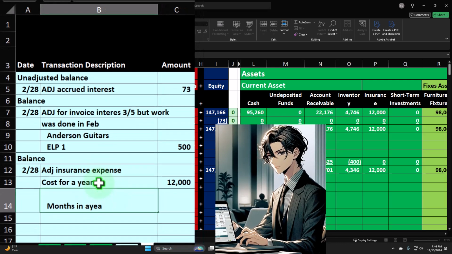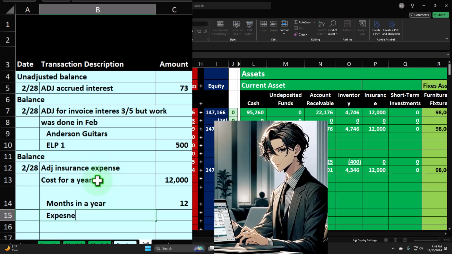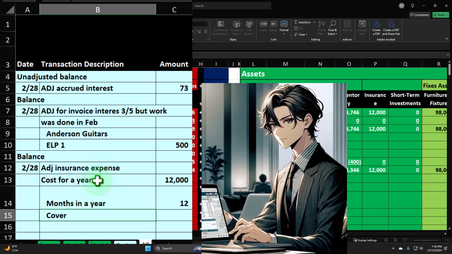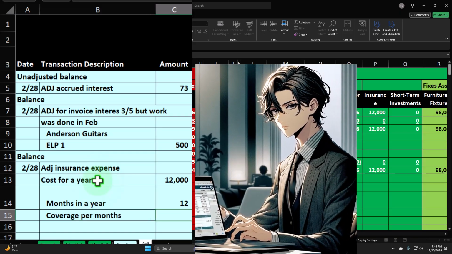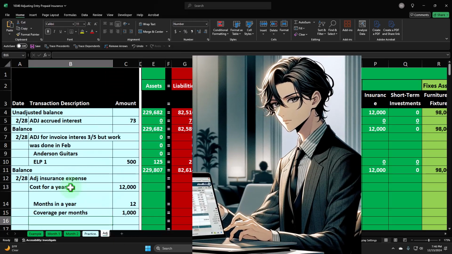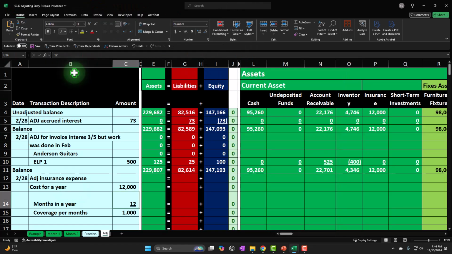in a year are 12. So that means the expense, or coverage, let's say, coverage per month is going to be the 12,000 divided by 12, which we made to come out nice and easy. I'll put an underline here. So that means that we're going to have $1,000 of expense per month.